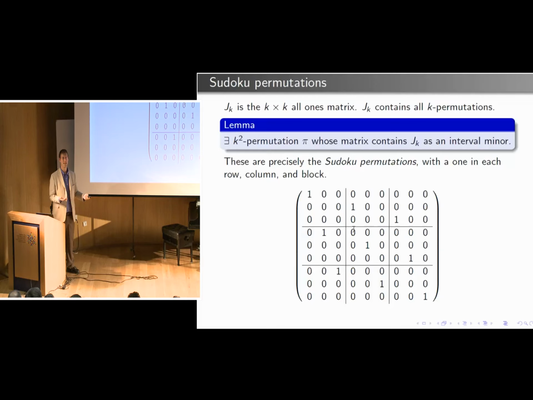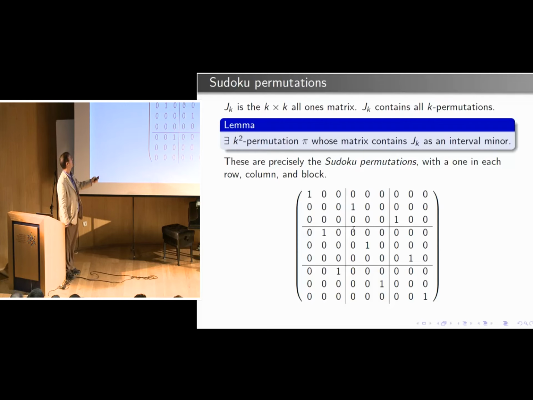If you've ever played Sudoku, you want to fill up a 9 by 9 square so that every row has the numbers 1 through 9, every column has the numbers 1 through 9, and each of these 9 blocks should have the numbers 1 through 9. And of course, there's a way of filling this in. A Sudoku permutation would be just take one of the 9 numbers, and you'll have a 1 in every row, column, and block. And these will be precisely the Sudoku permutations which have this property.